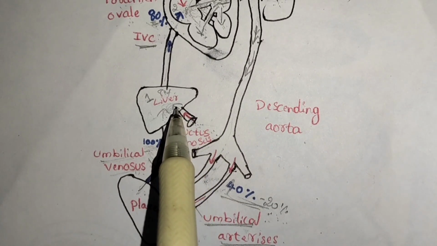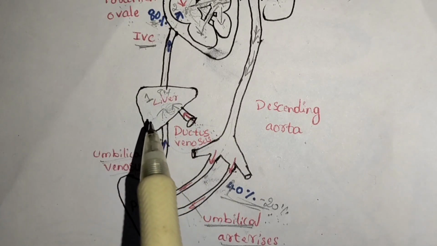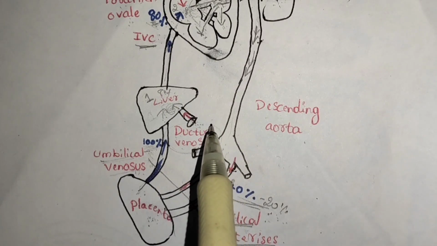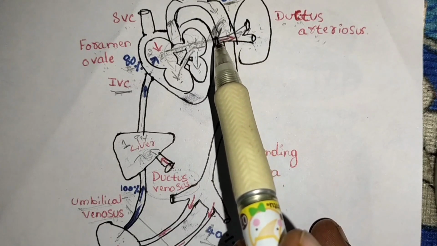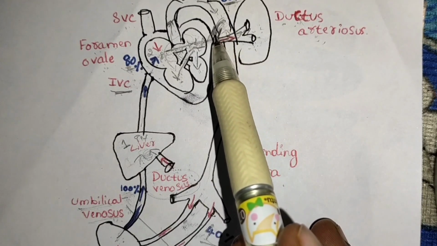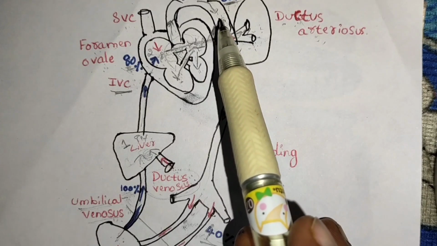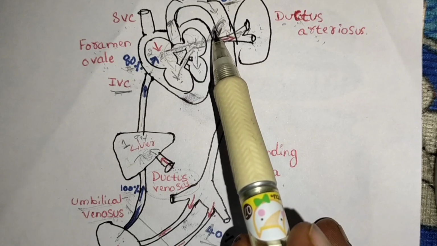This connection is present in the liver, and it gets closed immediately after the birth, but completely closes around 2 months. And next is the ductus arteriosus, present between the pulmonary artery and aorta, and this connection gets closed immediately after the birth, but it completely closes around 3 weeks.